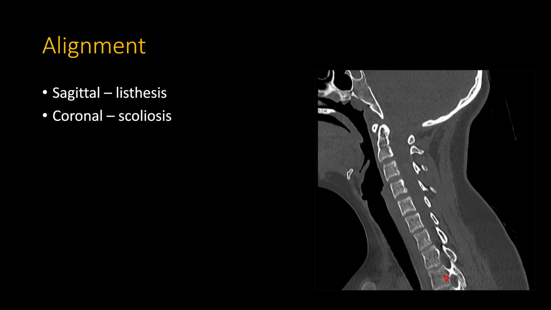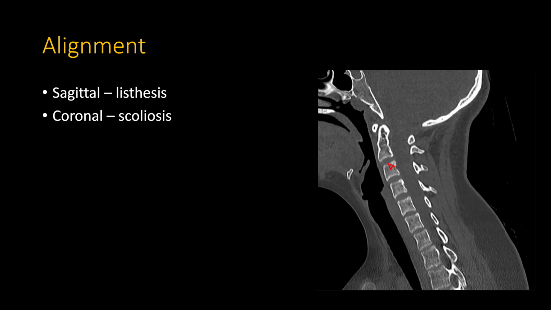Normal cervical spine alignment in the sagittal plane should have a little bit of a lordosis, so a curve this way. Here, there's a little bit of straightening of the cervical spine alignment, and that's perfectly normal, especially in the setting of trauma. They have a collar on, so their neck is going to be straight.